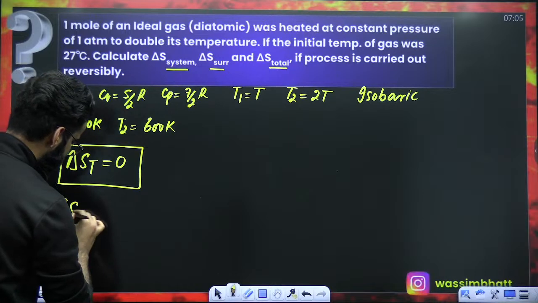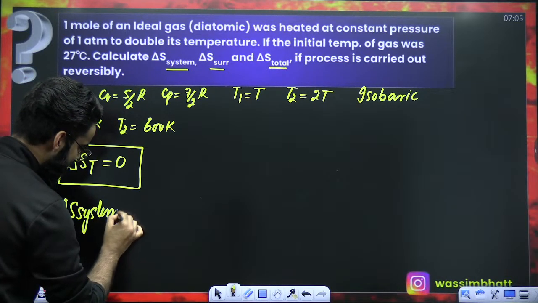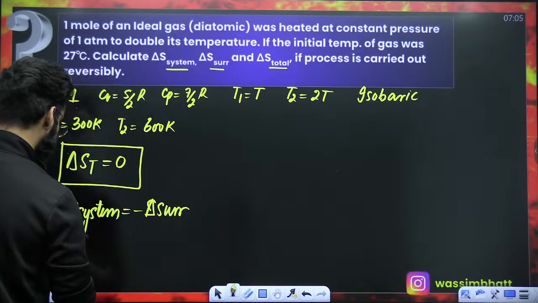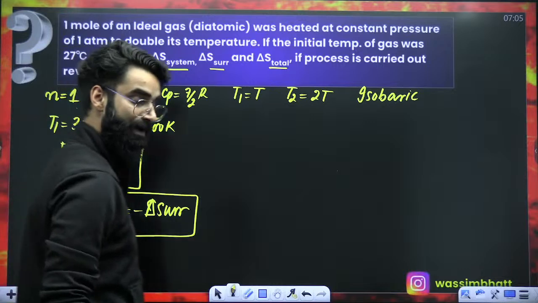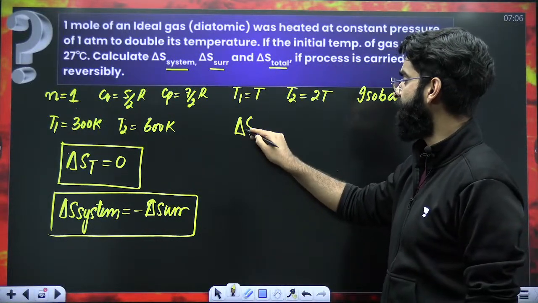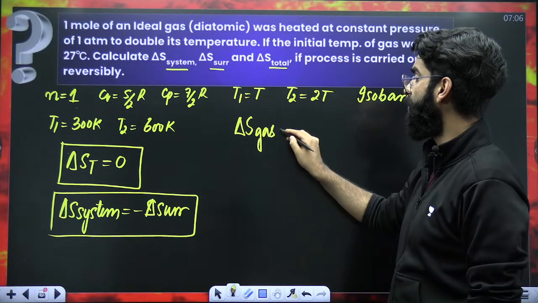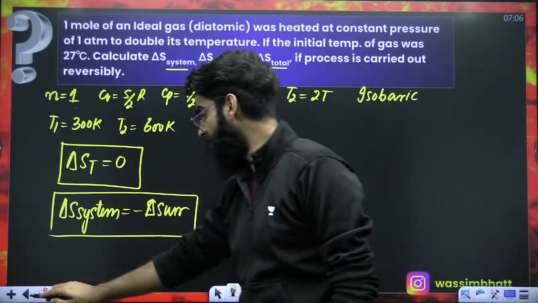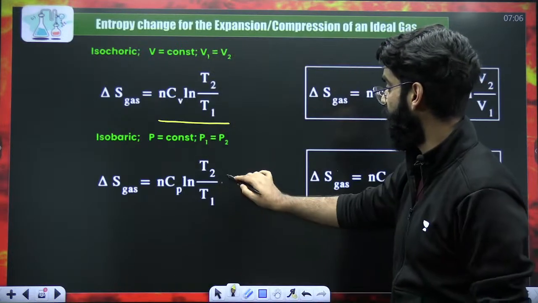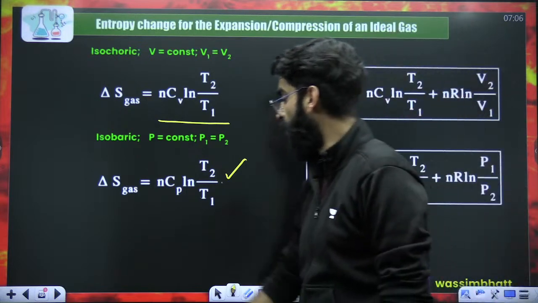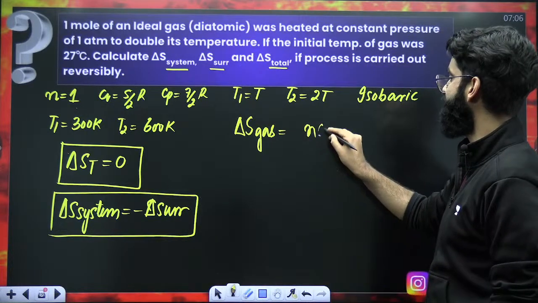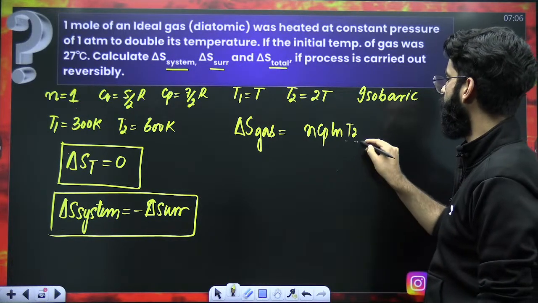What does that mean? That means delta S system, which is basically delta S gas, will be equal to minus times delta S surroundings. Now calculate delta S for the gas which undergoes an isobaric process. What is the formula we use in case of isobaric processes? nCp ln of T2 by T1. So nCp ln of T2 divided by T1.